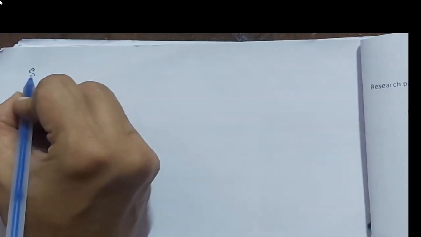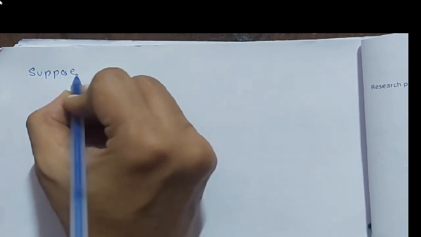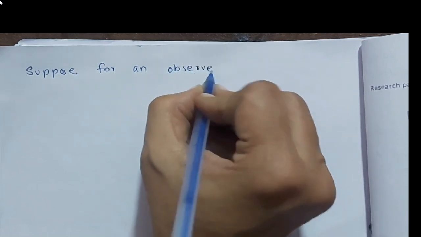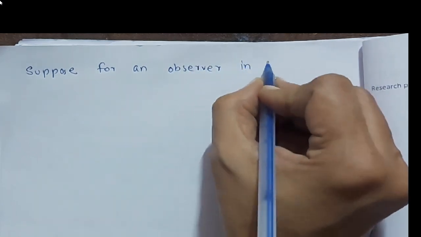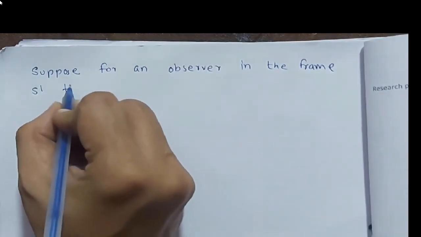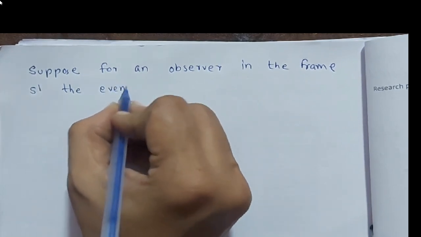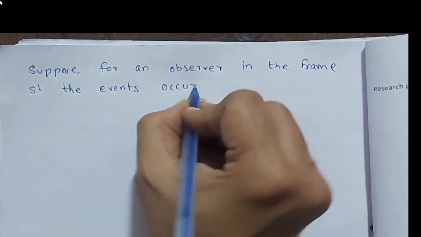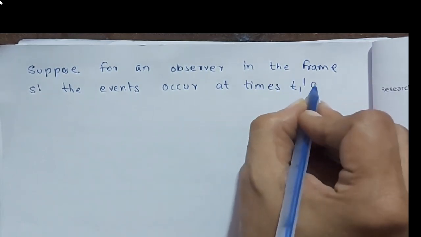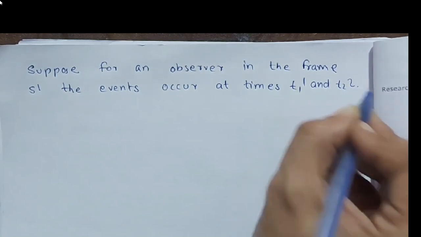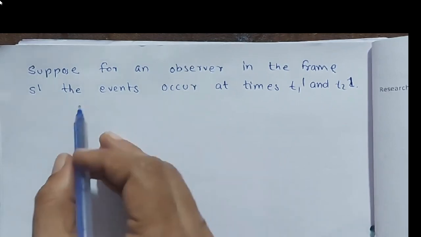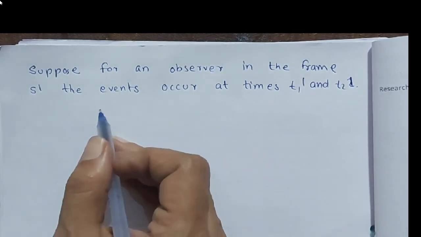Suppose for an observer in the frame S dash, the events occur at times t1 dash and t2 dash. This is with respect to an observer who is sitting in frame S dash, which is moving with velocity v.